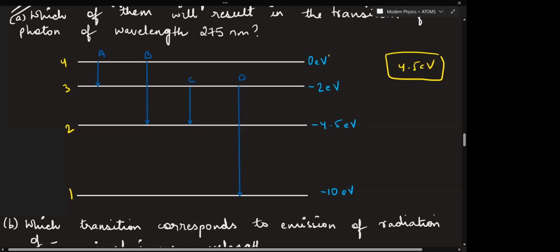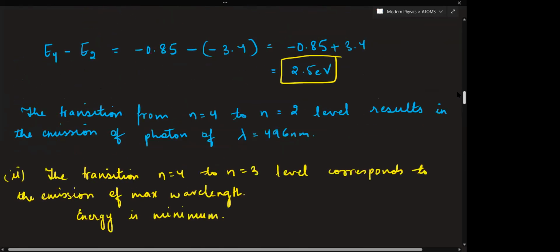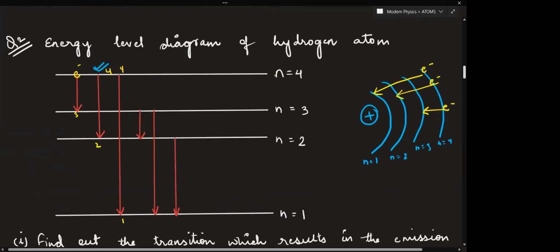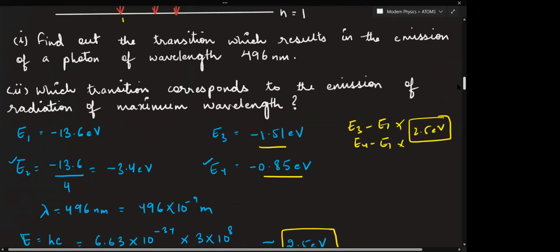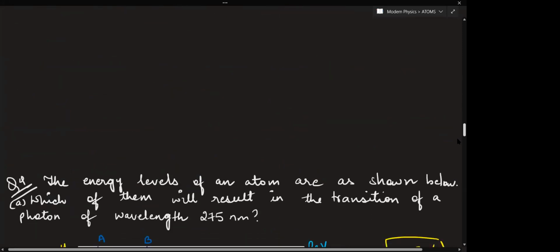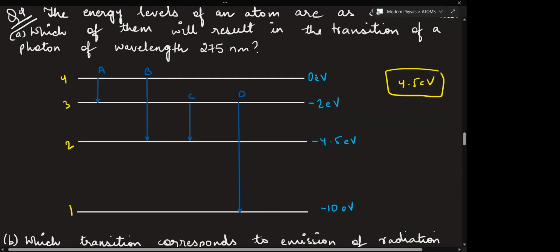Right, correct. See, energy at n is equal to 4 is given to us. This is a random atom that is given, not a hydrogen atom, so this is given to us as 0 electron volt. For the previous question, we didn't know the energy values, but because that was a hydrogen atom, we calculated all the values, E1, E2, E3, E4. Right now in this question, all the values are given to us. This is 0 electron volt, this is minus 2 electron volt, this is minus 4.5 electron volt, and this is minus 10 electron volt.